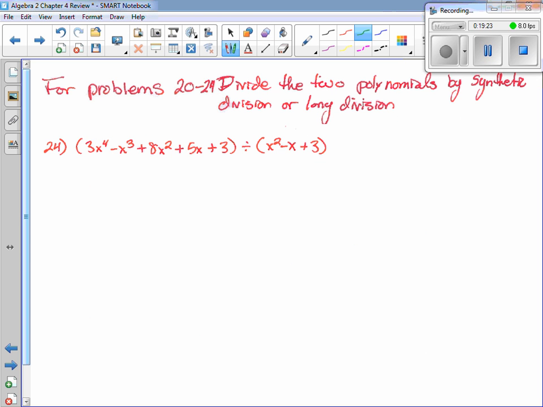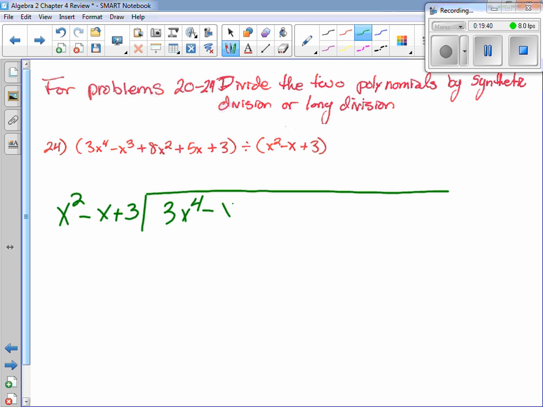24. Well, the degree of what we're dividing by is not 1, is it? So, on these here, we're going to do long division. This goes on the outside, and we have 3x to the fourth minus x cubed plus 8x squared plus 5x plus 3. And just like with synthetic division, if we have any terms missing, we have to plug in zeros for those terms.